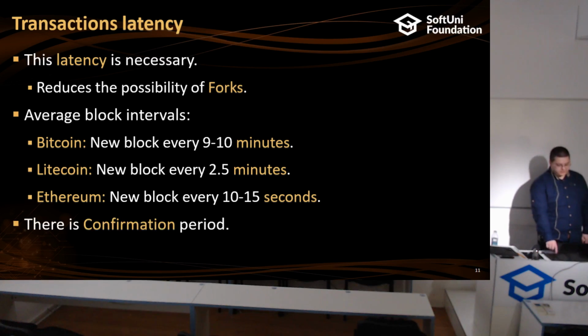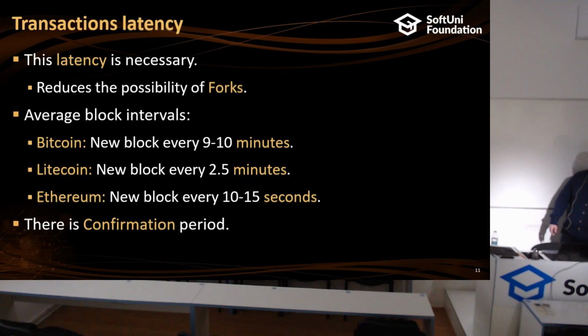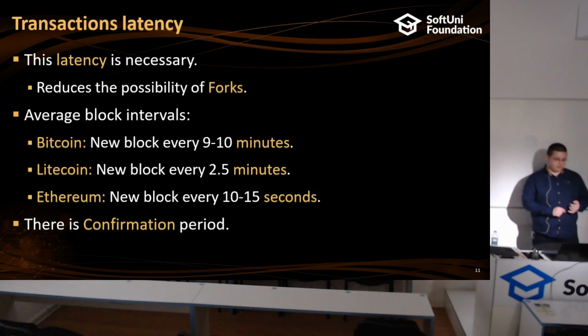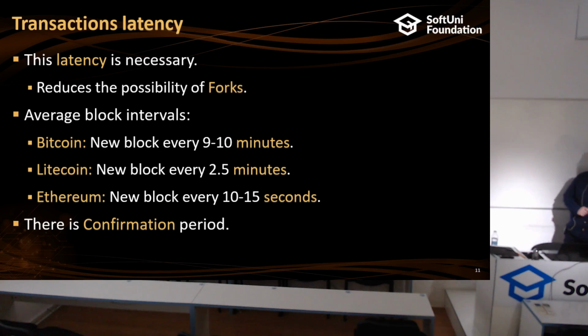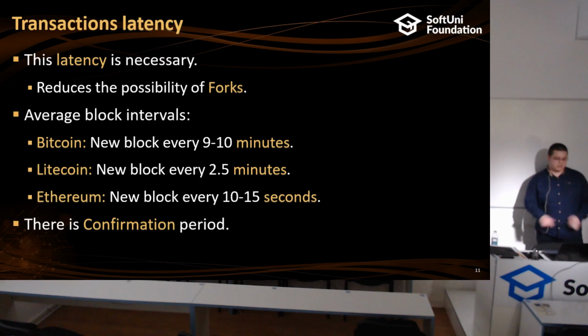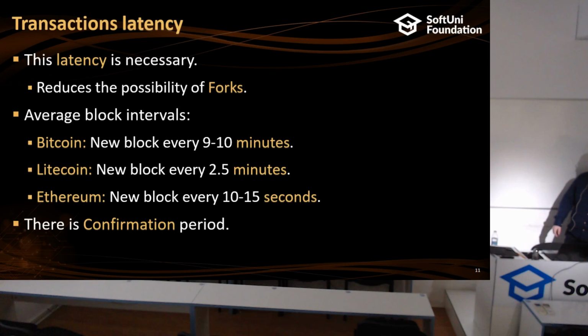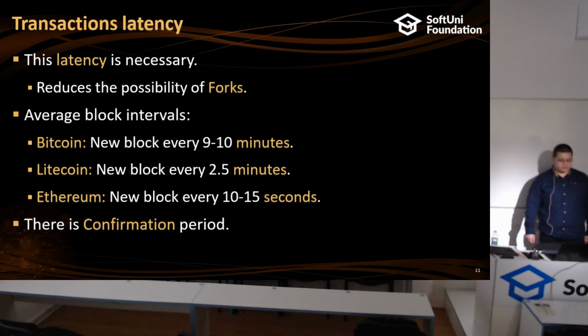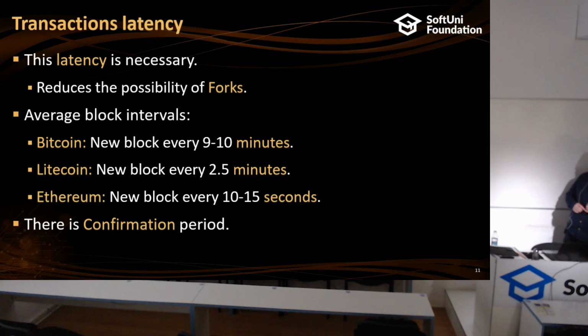And it is higher because there is a confirmation period that everybody in the network is using. Currently, people have agreed that 6 blocks is something safe. So in reality, if you want to consider your transaction permanent in the blockchain, you want to wait for 6 more blocks. So for Bitcoin, it will look like a 1 hour wait time. And that's again because of the forks.